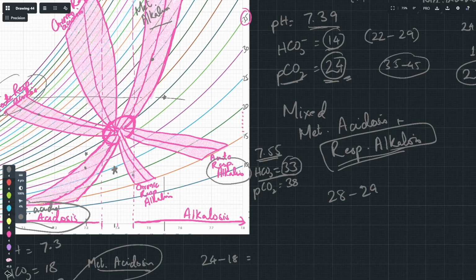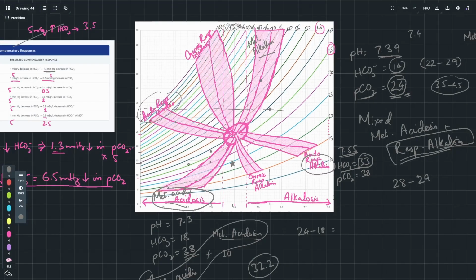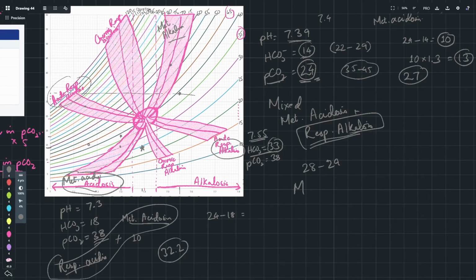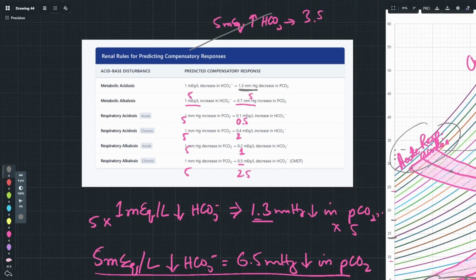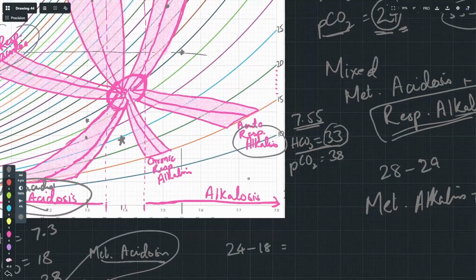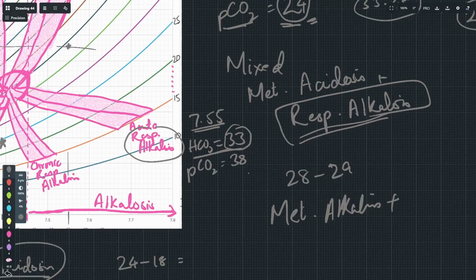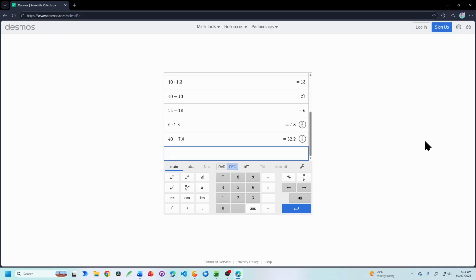So how much would be the PCO2? First of all, metabolic alkalosis is confirmed, because alkali reserve is high. The metabolic alkalosis rule is that we have to multiply the difference with 0.7. How much is the difference? 33 minus 24, and we will multiply this value with 0.7. So 33 minus 24 is 9, multiplied by 0.7 is 6.3.